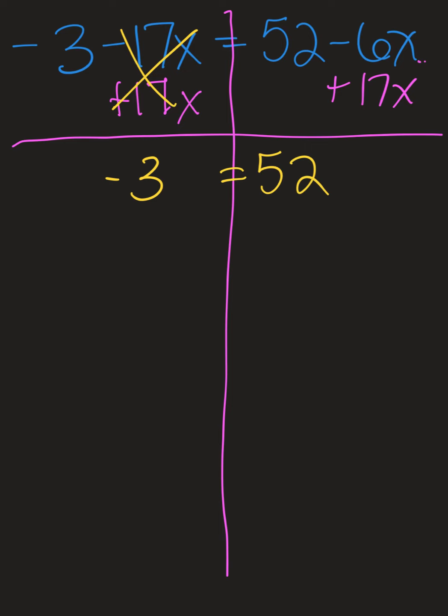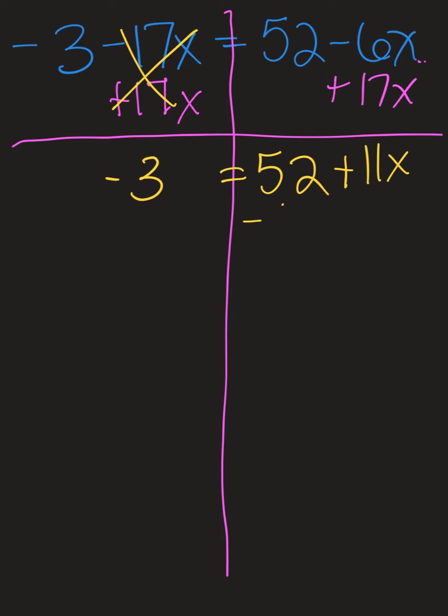Now, if you are someone who prefers to keep all of your variables on the left side, that's fine. But it will still work out the same way. But please make sure that you are careful and that you are watching your signs, because it is easier to make mistakes when you have a bunch of negatives floating around. So I have positive 17 and negative 6, which gives me a positive 11x.